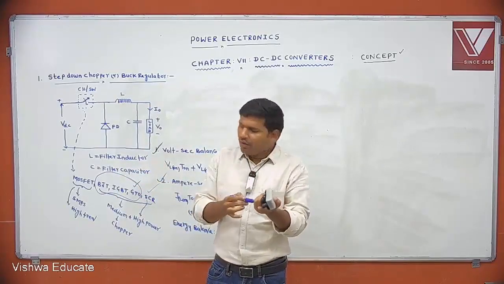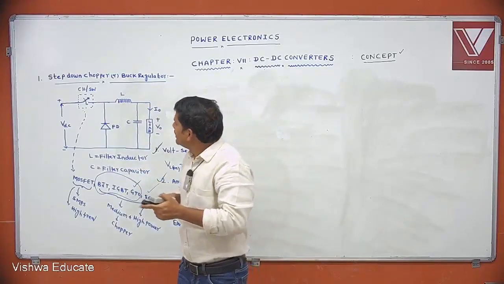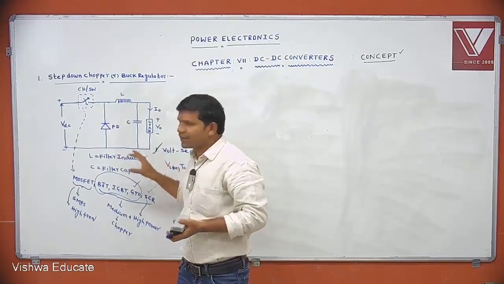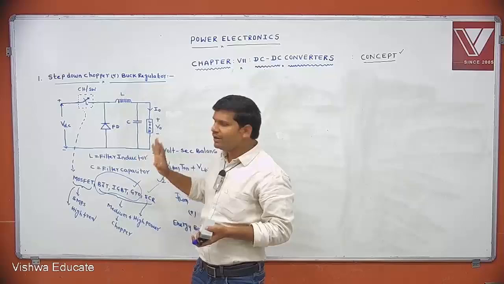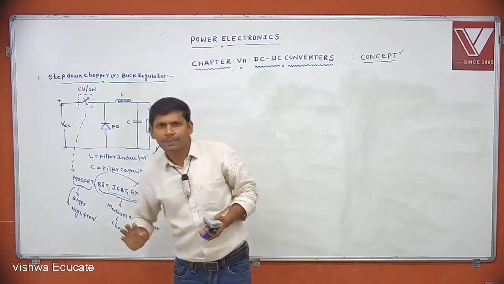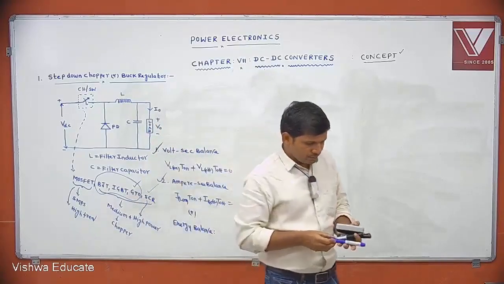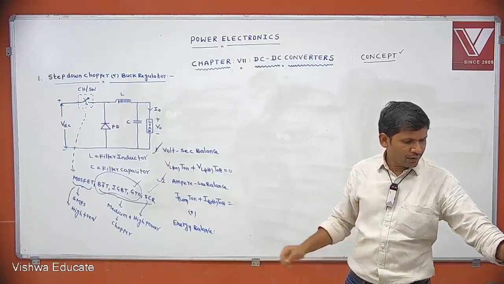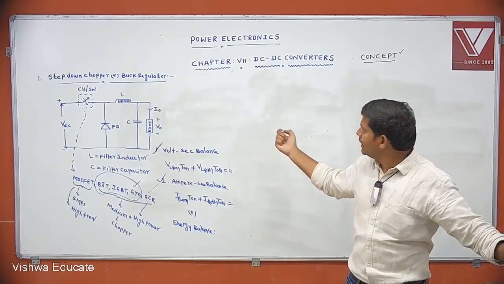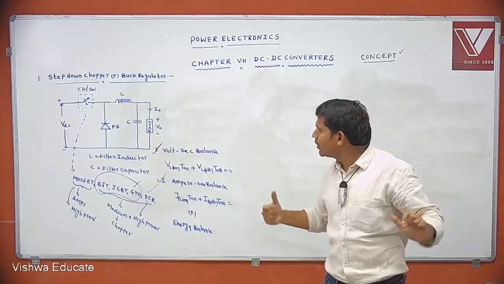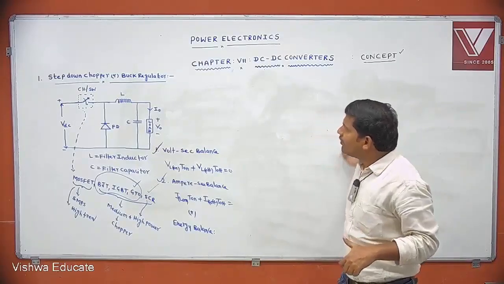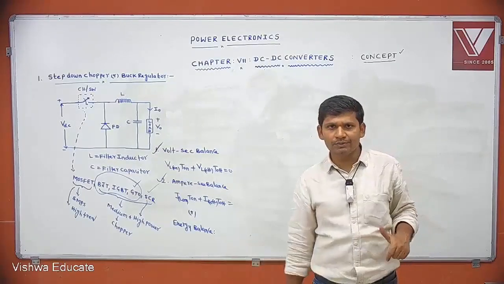Okay, now we'll see in detail about this circuit. We'll start in the next session. What is the analysis of this circuit? Clear? Concentrate. In the next session, we will continue with the operation of this step down chopper or buck regulator. Then what are the different performance parameters? What are the waveforms we are using? All these. Okay, thank you.